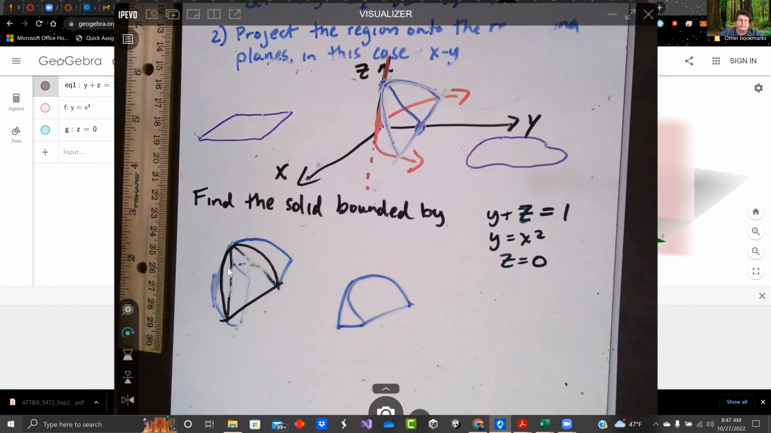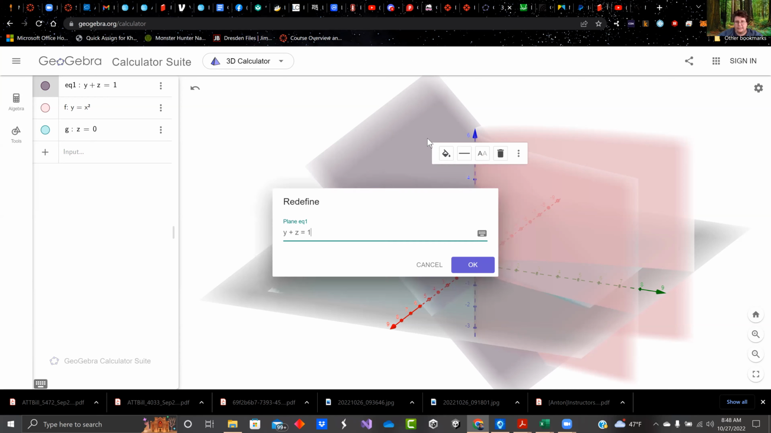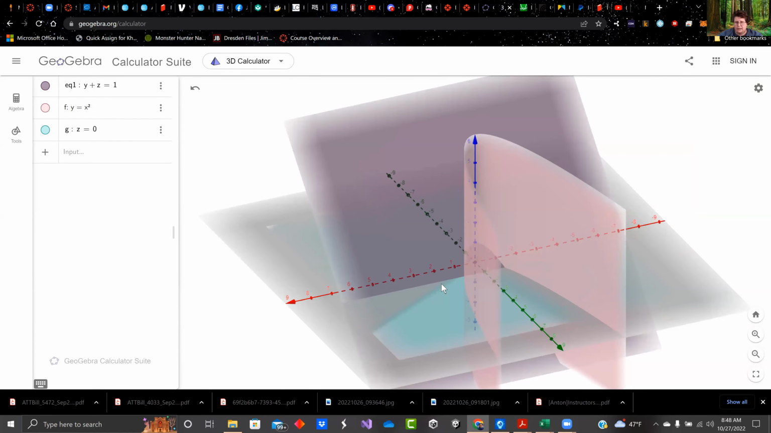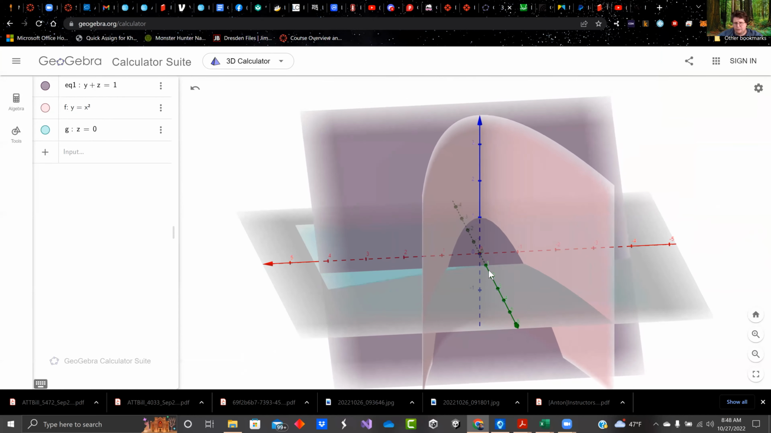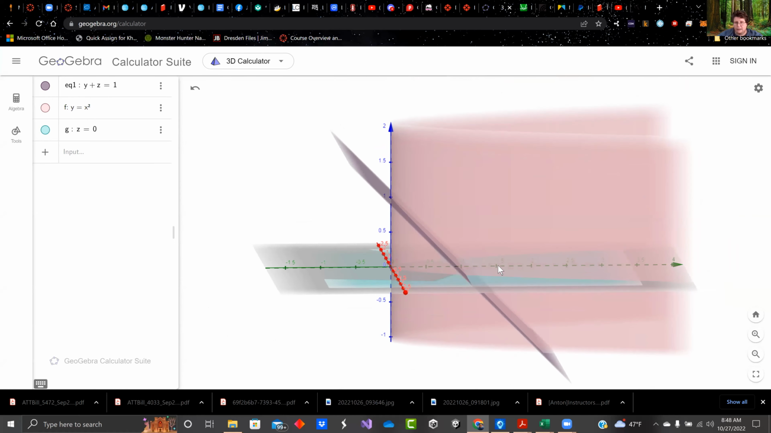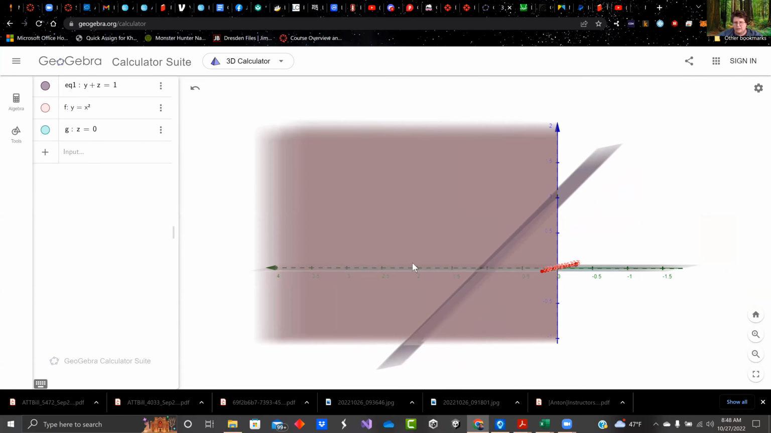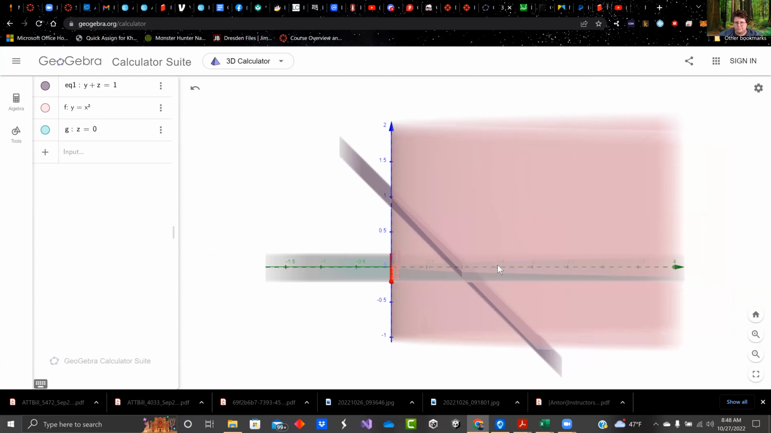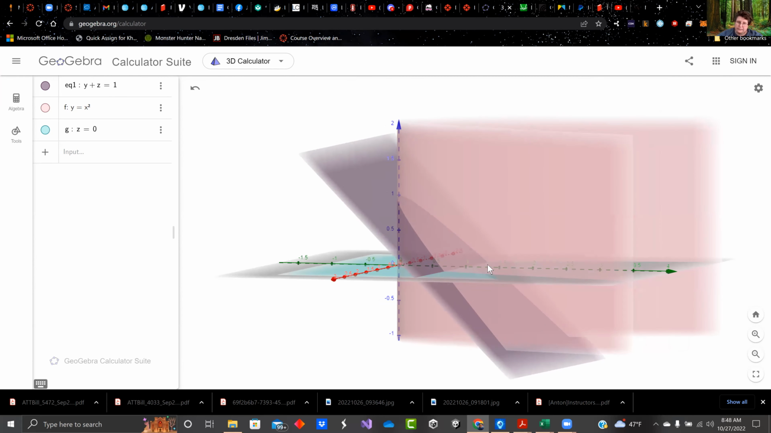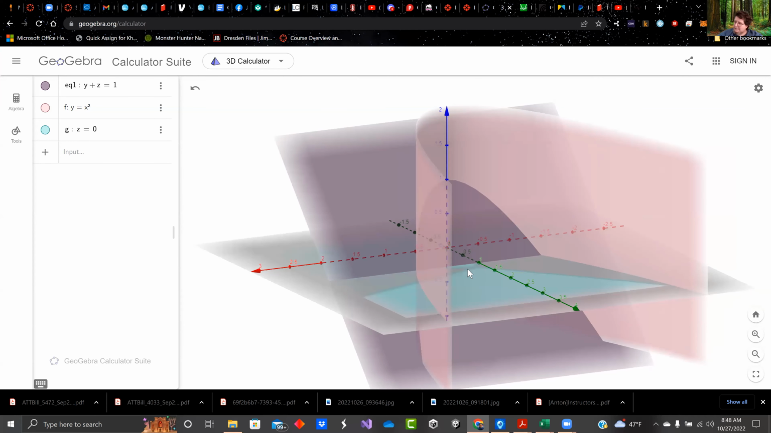So you can look at it in GeoGebra and we'll see the same thing. There's our y equals x squared. There's our y plus z equals 1. And we have this little wedge right here. Maybe like a heel on a woman's pump or something. Well, maybe not, that's a little weird shape for it, but that's what we're looking at.